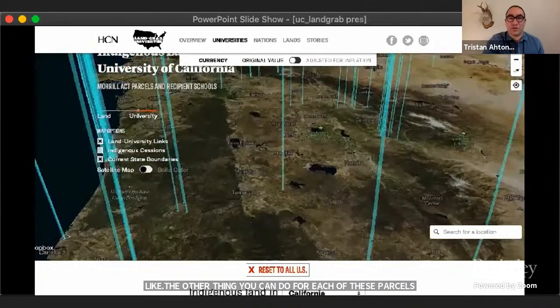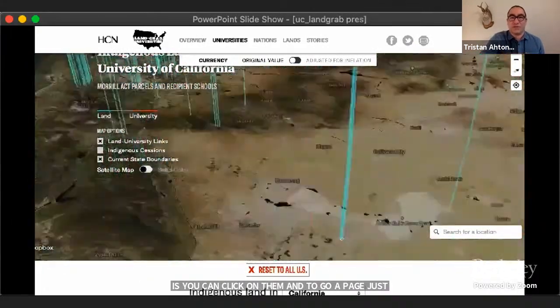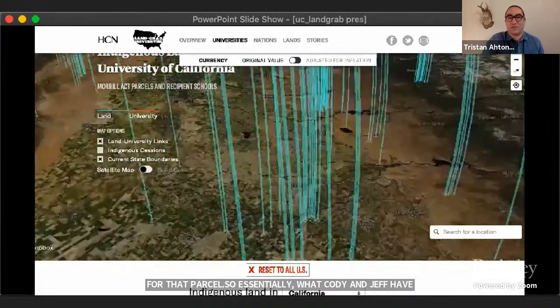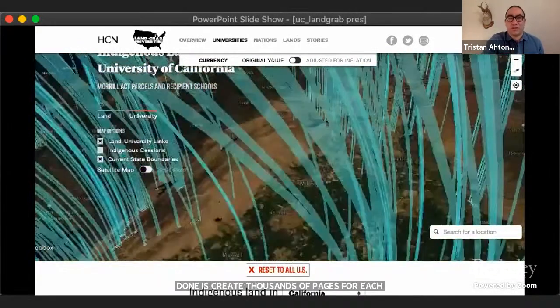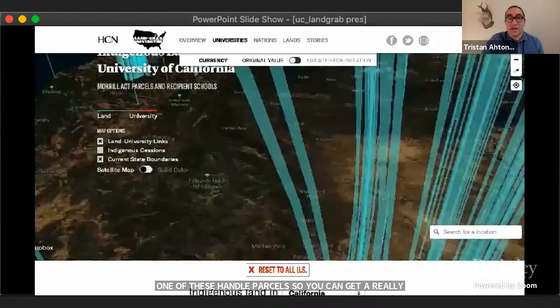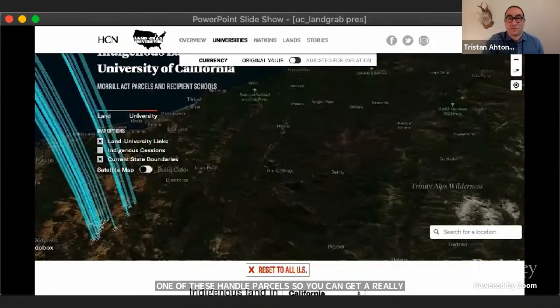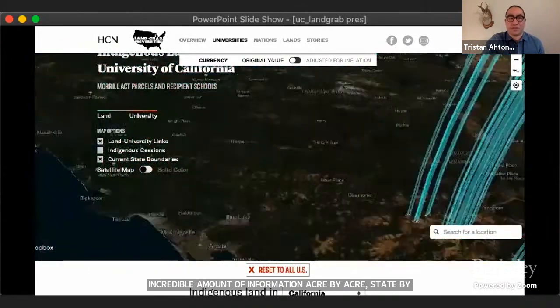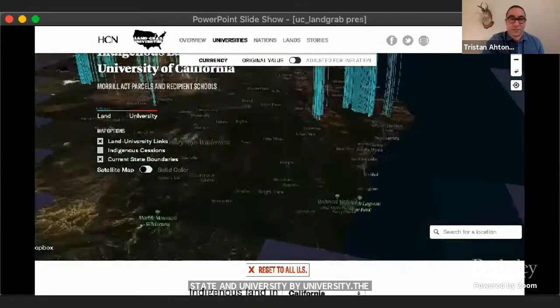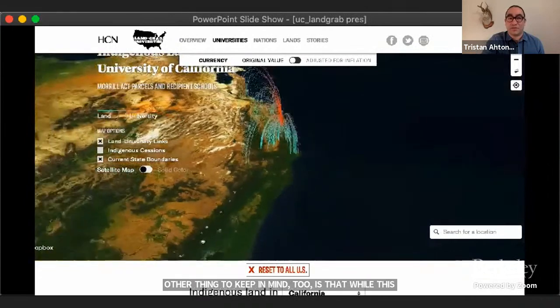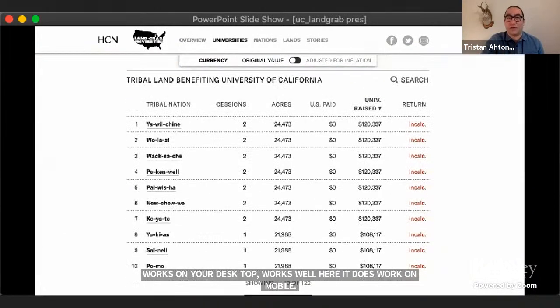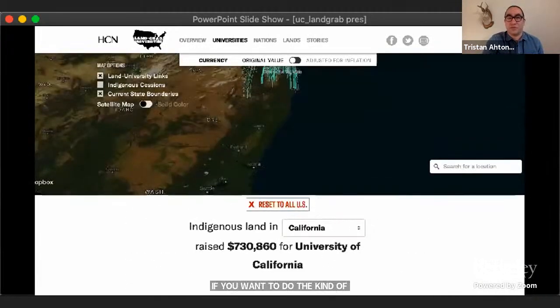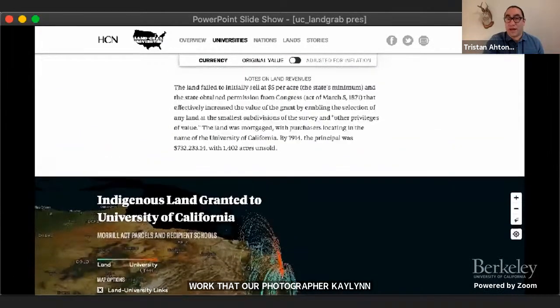So essentially what Cody and Jeff have done is create thousands of pages for each one of these land parcels, so that you can get a really incredible amount of information acre by acre, state by state, and university by university. The other thing to keep in mind is that while this works on your desktop and works really well here, it does also work on mobile. So if you want to do the kind of work that our photographer Kaylin Goodluck was doing, you can locate yourself on your phone and go to that actual parcel.